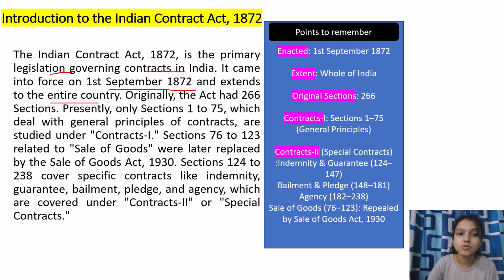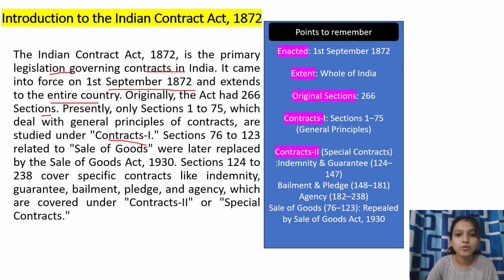Originally, the Act had 266 sections in total when it was first enacted, which later saw some modifications. Presently, only sections 1 to 75, which deal with the general principles of contract, are studied under Contract 1. All the general principles will be covered here, describing what a contract is, where the definition of contract falls, and what the essentials, necessities, and parties are. All the key features are covered under the general principles.